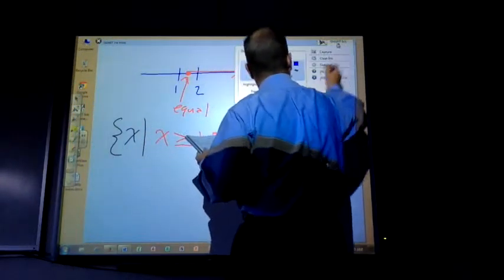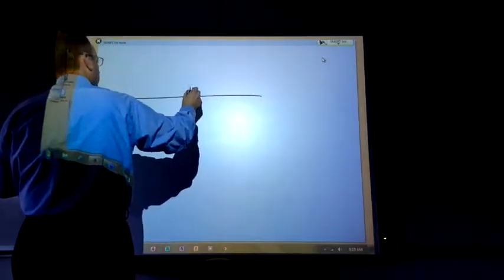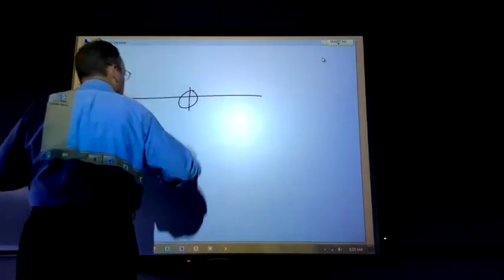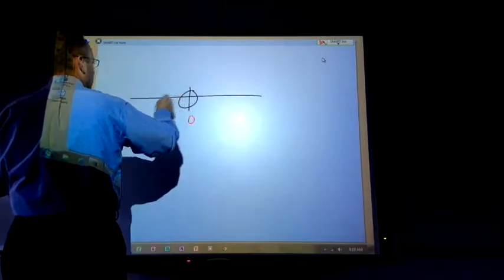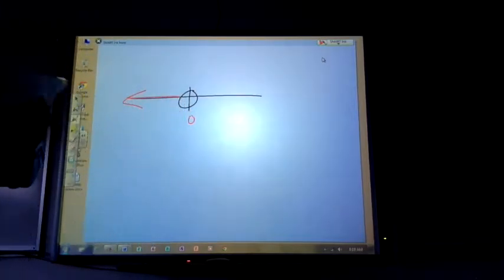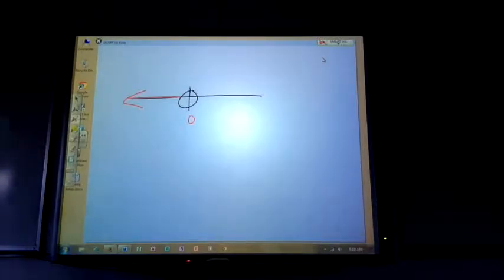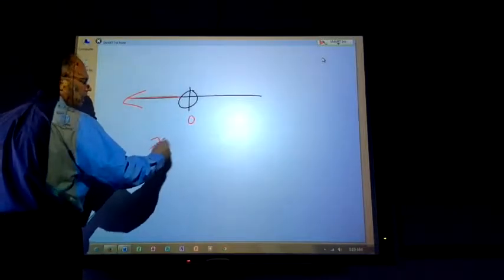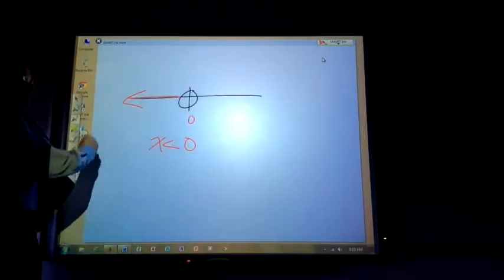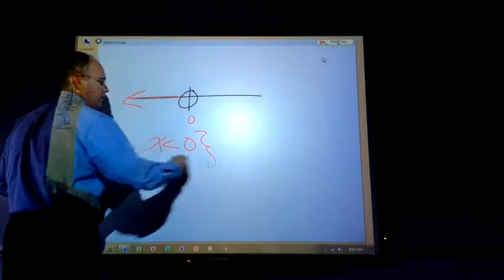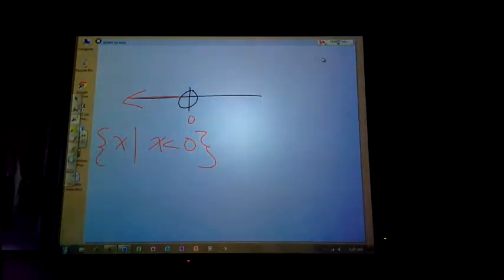Third problem. We're talking about 0. We're talking about numbers smaller than 0 or bigger than 0. Smaller than 0, equal to it or not? And what's sticking out meaning it's not equal to it? It's an open dot. So I'm going to say x is less than 0. Set builder notation, fancy bracket, x such that.